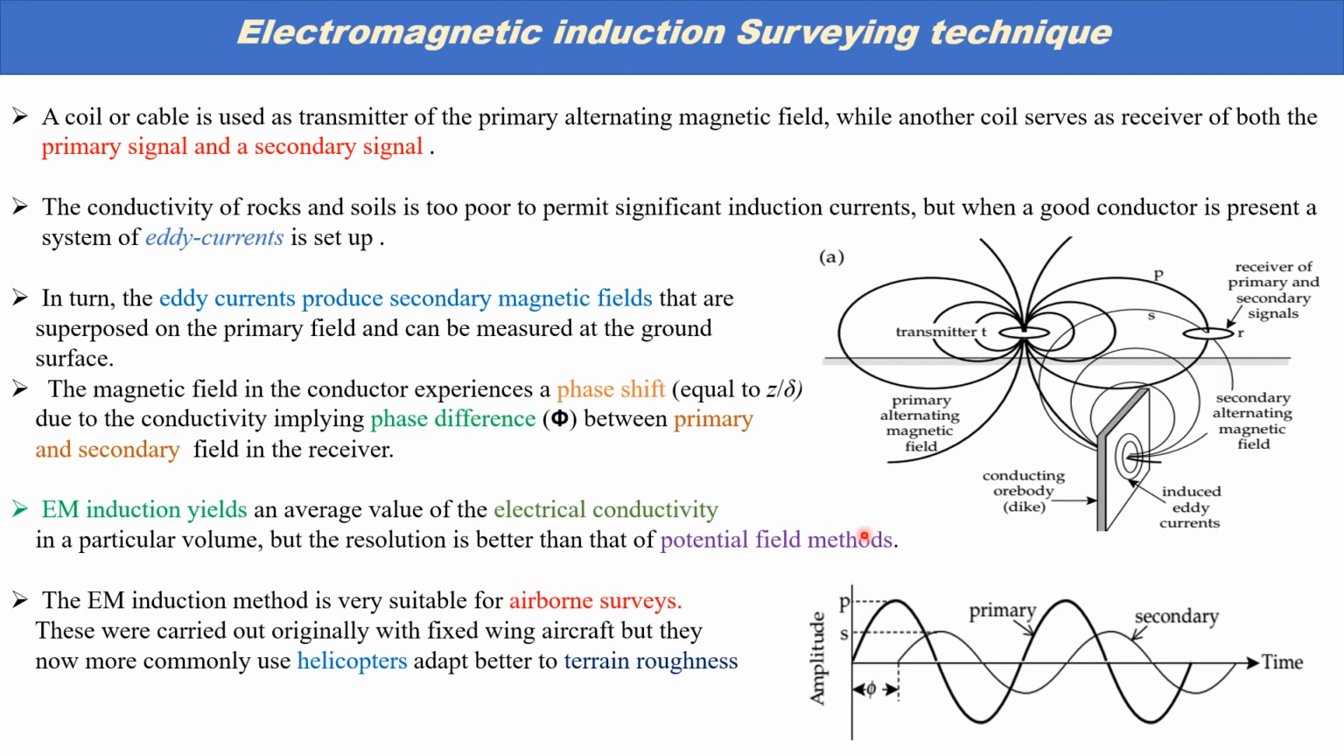Because the data accuracy is very low in the potential field methods, the resolution is not very significant. Now the EM induction method is very useful for airborne surveys. Airborne surveys can be carried out with a fixed wing aircraft, but nowadays a helicopter is more commonly used, because a helicopter adapts better to terrain roughness. If the roughness of the terrain is greater, then a helicopter is more suitable. So the EM induction method is carried out using the theory of electromagnetic waves in a conducting medium.